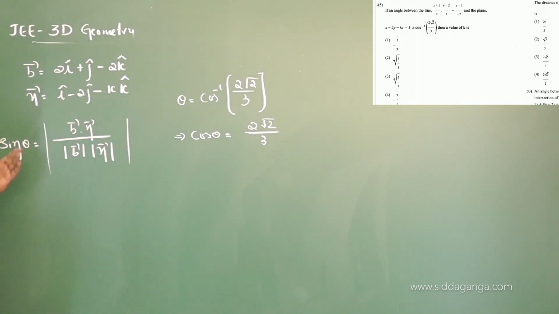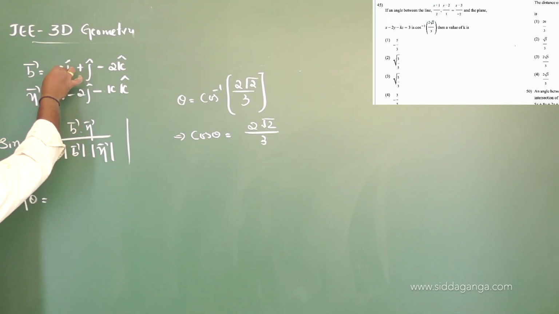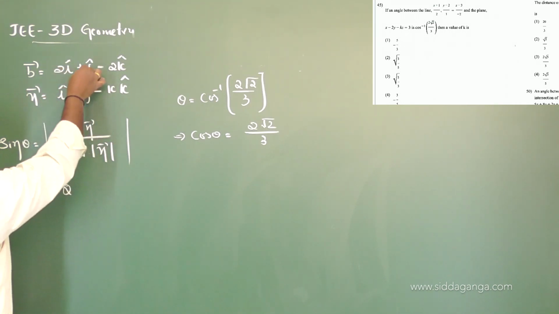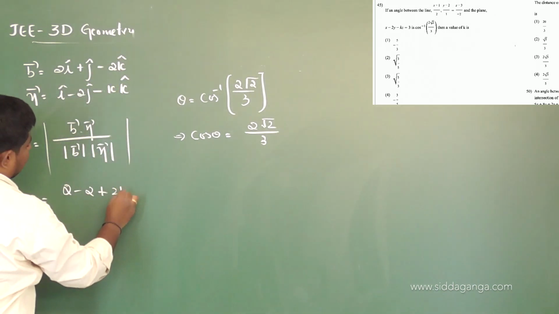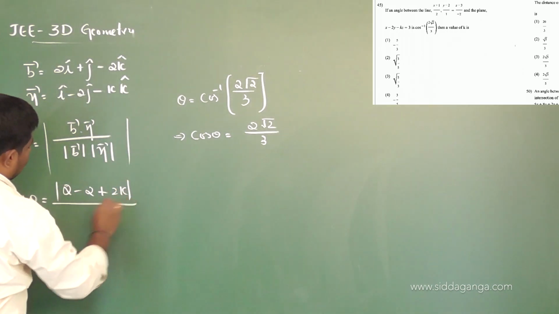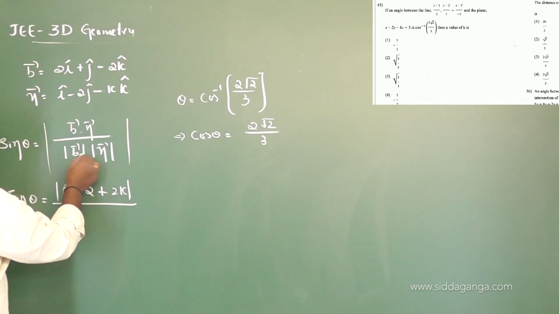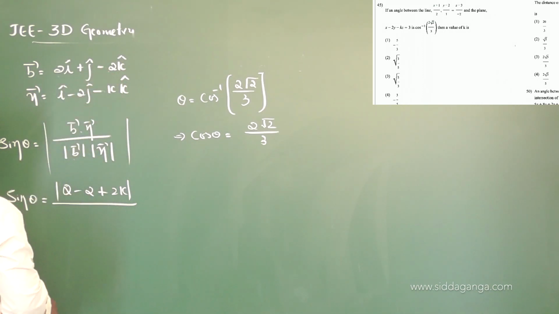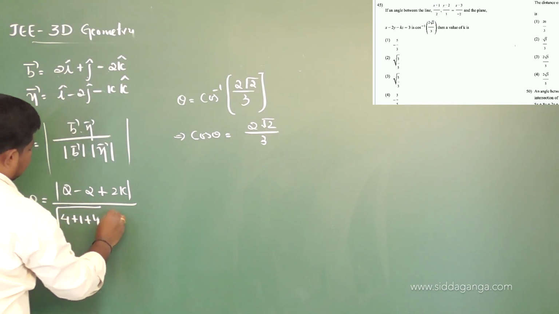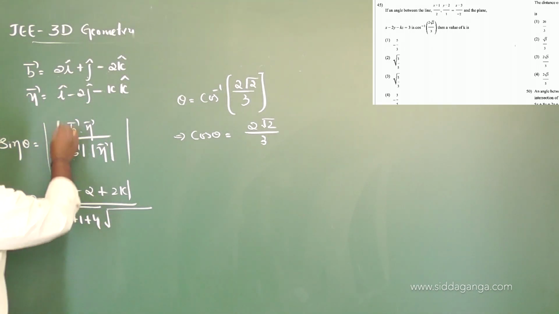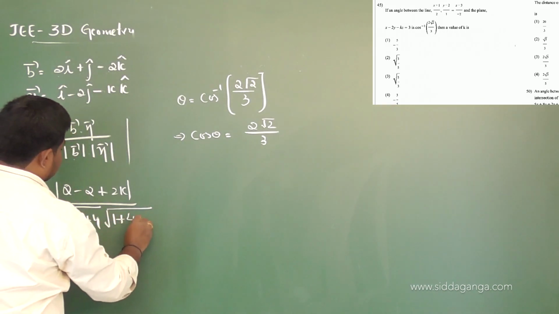So after getting sin theta and cos theta, we use the equation sin square theta plus cos square theta equal to 1, so we get the value of k. Now sin theta is equal to a1 a2 2 into 1, b1 b2 1 into minus 2 plus c1 c2 minus 2 into minus k, that is 2k. This whole divided by magnitude of this into magnitude of this, so 2 square plus 1 square plus 2 square, you get 4 plus 1 plus 4, into 1 square plus 2 square plus k square.